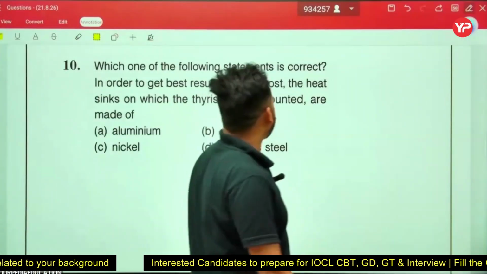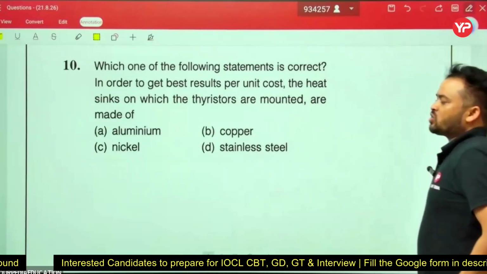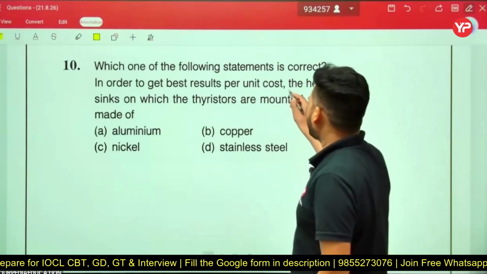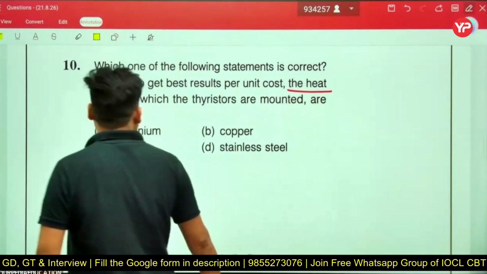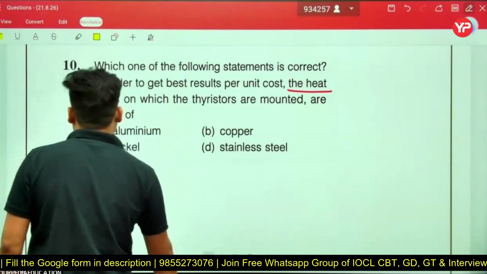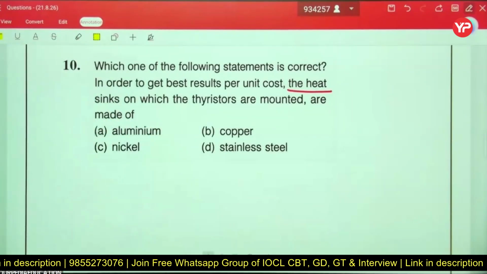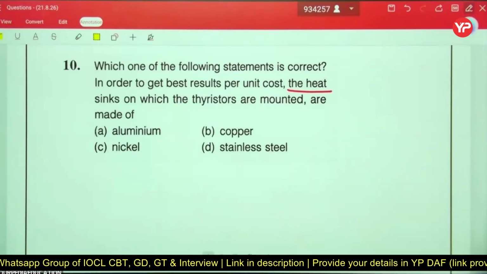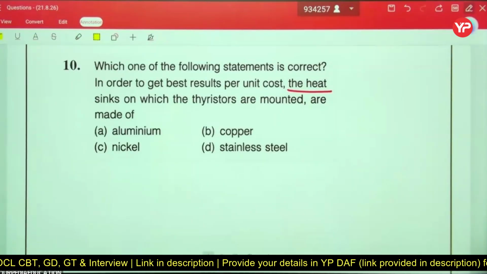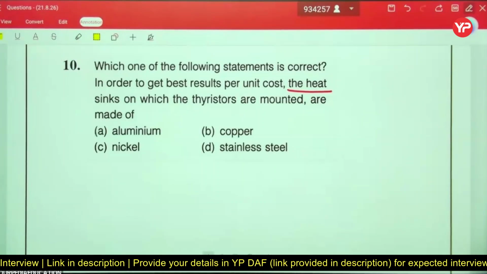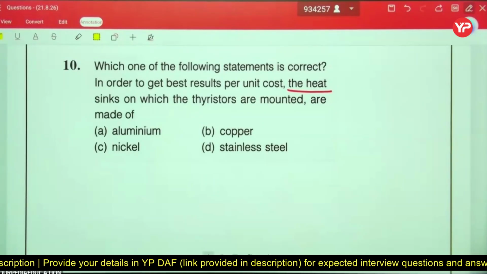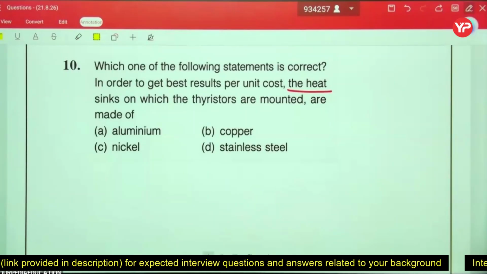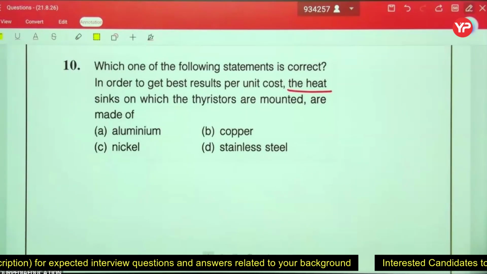Which one of the following statements is correct in order to get the best results per unit cost? The heat sink on which the thyristors are mounted is made of. But please think about this: results per unit cost. It means that it is economical, it must be economical. What is the material for the heat sink?